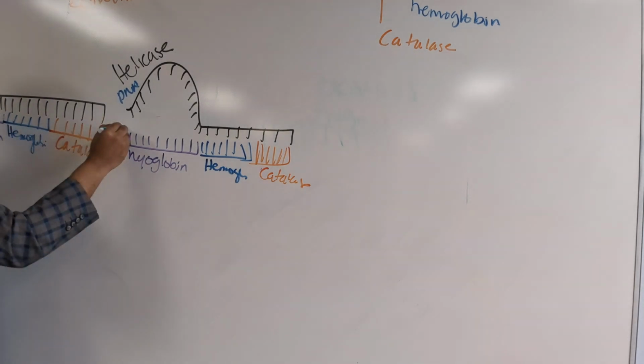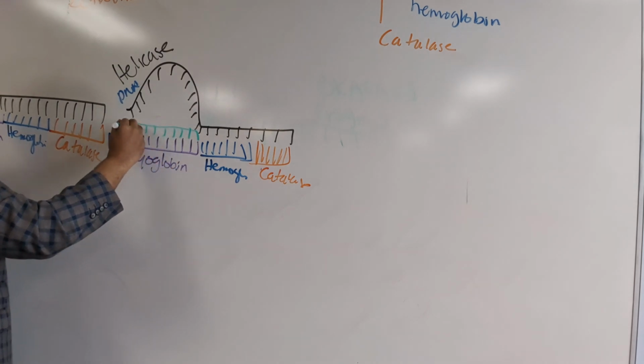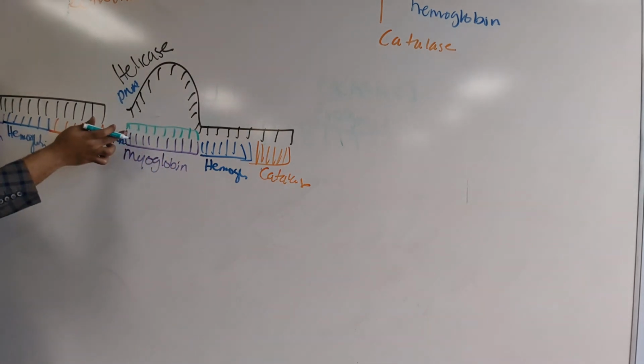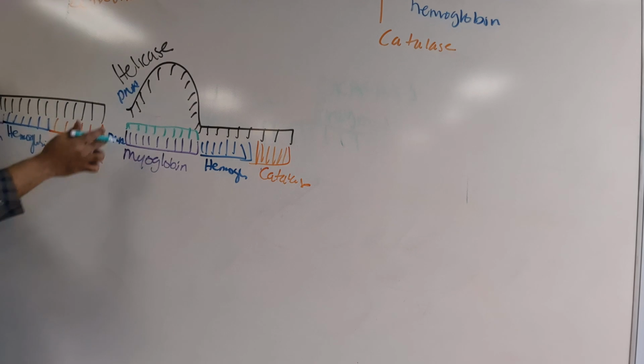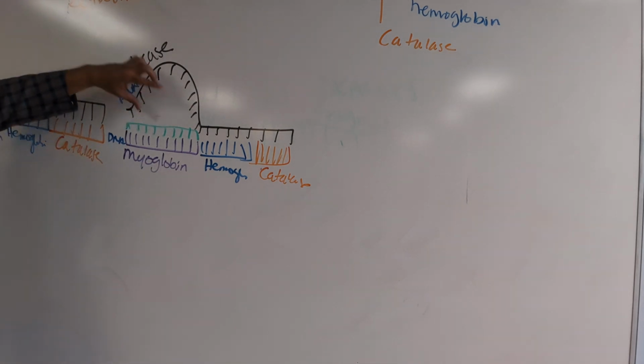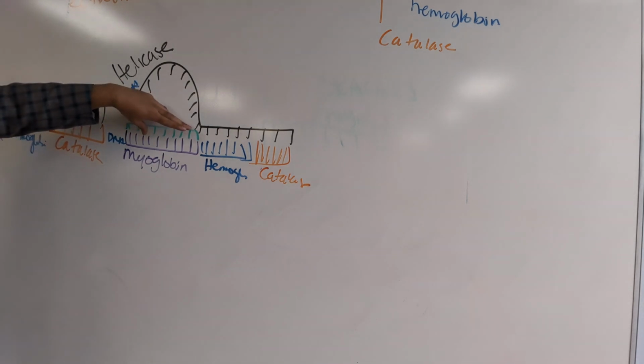My polymerase is gonna come and it's gonna read the whole myoglobin part. So this green part, translating for me: for every A, you get a U. For every G, you get a C. For every C, you get a G, and so on. And then we're gonna use a DNA-dependent RNA polymerase to get the green.